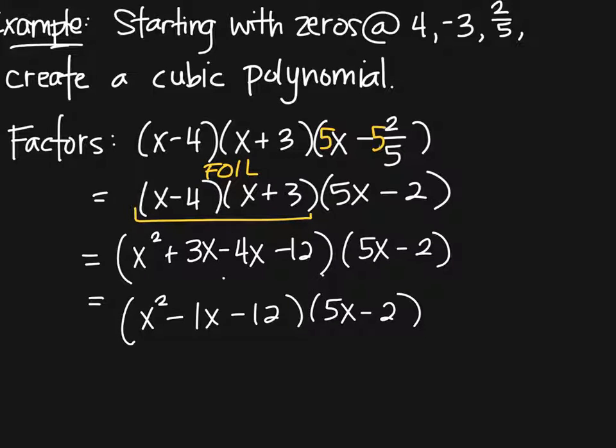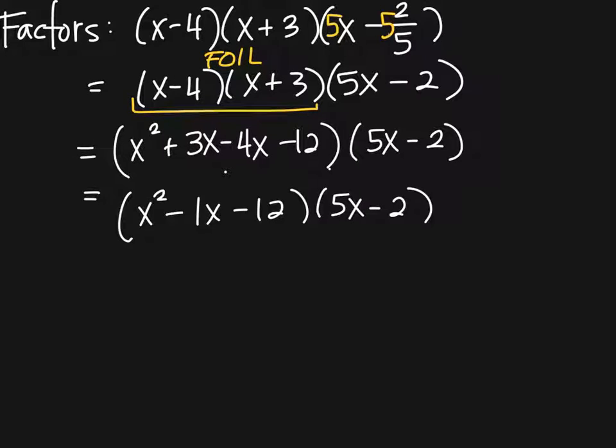To superFOIL, we take our x squared, that's our beginning term, and all of those terms are going to go to 5x. The first, the middle, and the last. So all of those are going to go, and that's going to give me 5x to the third minus 5x to the second minus 60x.